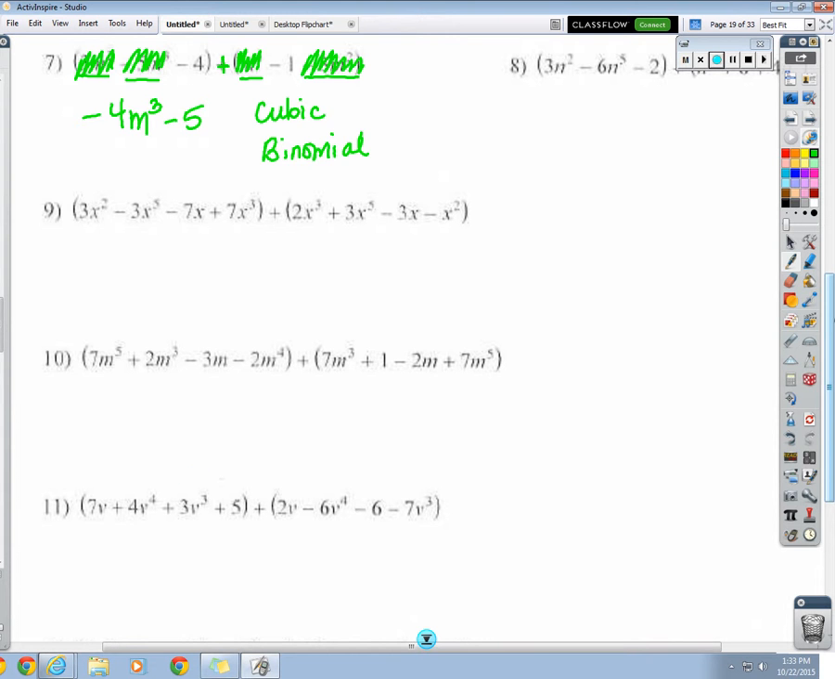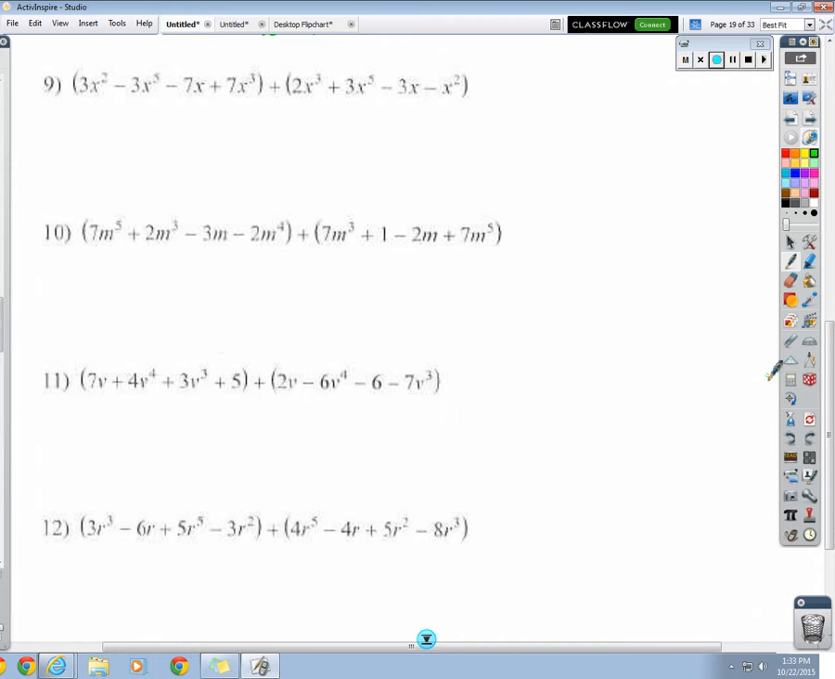Okay, number 9. Is there any need to distribute the middle sign? No, because it's positive. So we're ready to combine like terms. What term over here do we start with? This one to the 5th, and it can be combined with this one, but like Eric said, this one's a negative 3. When you add it to a positive 3, they cancel to 0, so there's no need to write 0x to the 5th. Then we move on to what?